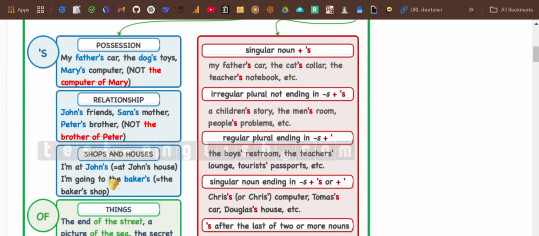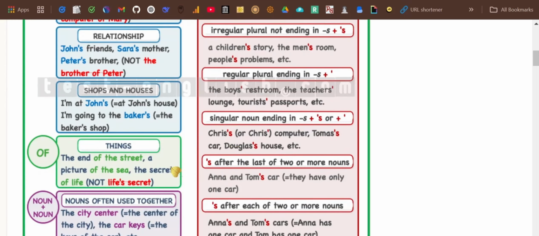I'm at John's. Now, if you're talking about possession of things, you do not use the possessive apostrophe S. So you say the end of the street, not the street's end. Maybe in a poem, in a gatha or something like that, you could do something like that. But this is the standard: the end of the street, not the street's end.